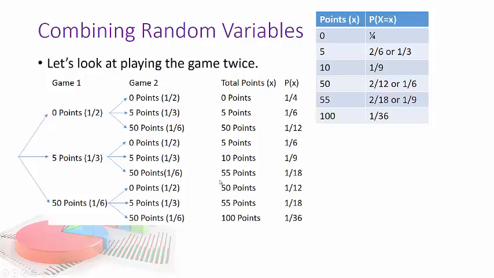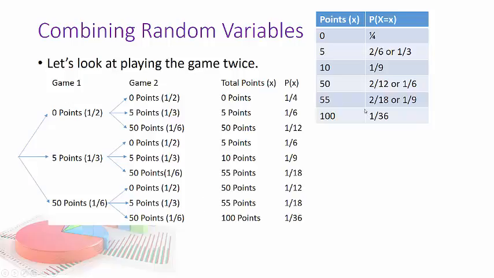To get 50 points, there were 2 ways to do that. So 2 out of 12, or 1/6. To get 55 points, I had to get either 50 points on the first game and 5 on the second, or 5 on the first and 50 on the second. So there were 2 ways to do that, 2 out of 18, or 1/9. And finally, there was only one way to get 100 points, which was to score 50 points on both of those.